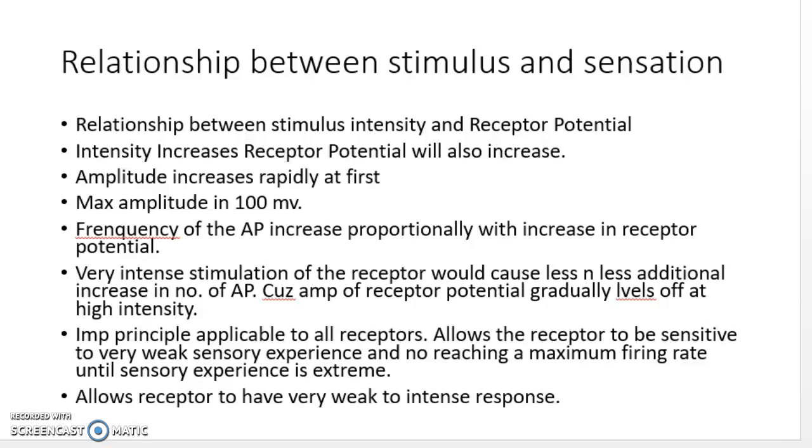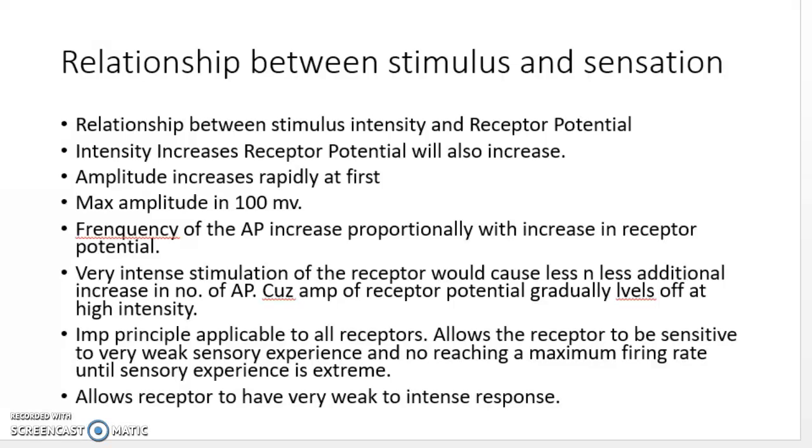This is an extremely important principle that is applicable to almost all sensory receptors. It allows the receptor to be sensitive to very weak sensory experience, and yet not reach its maximum firing rate until the sensory experience is extreme. This allows the receptors to have an extreme range of response, from very weak to very intense.